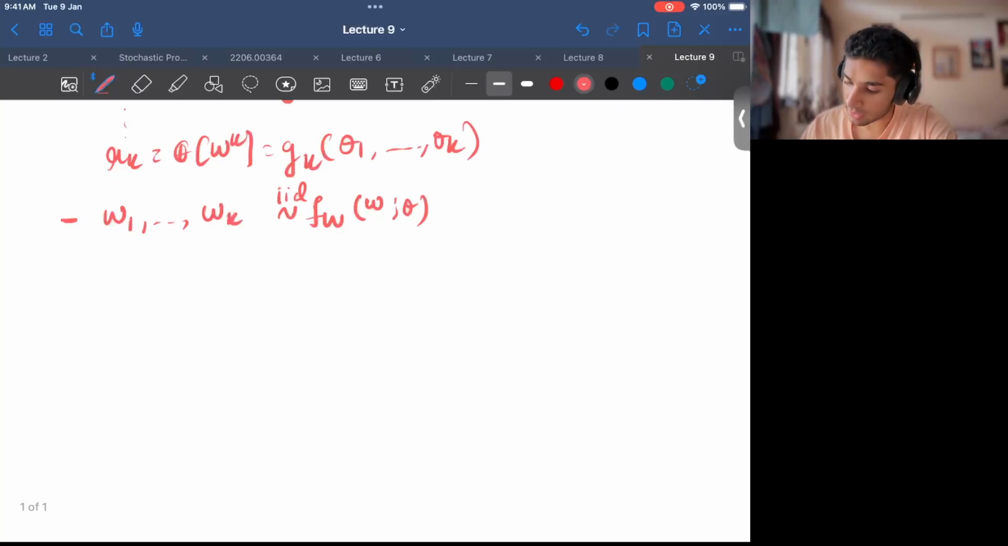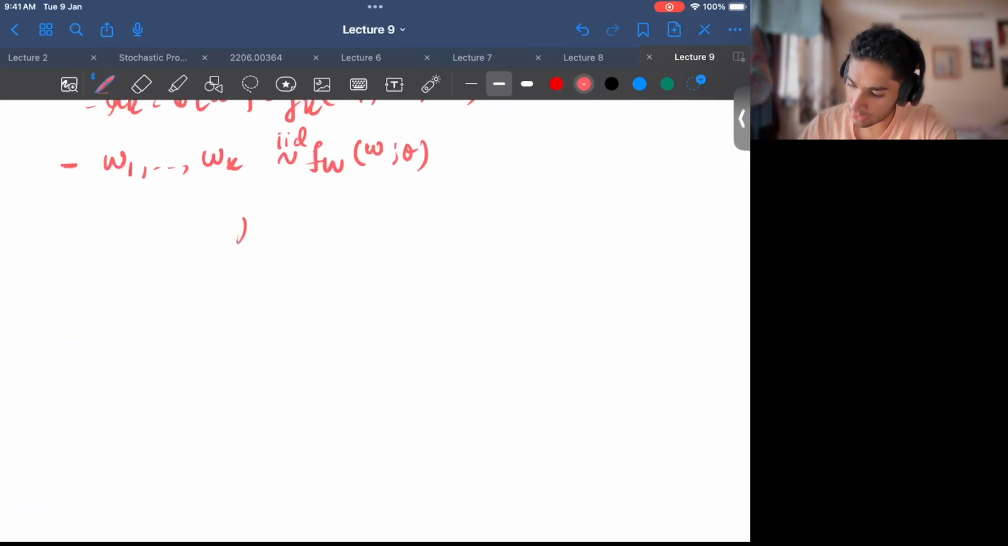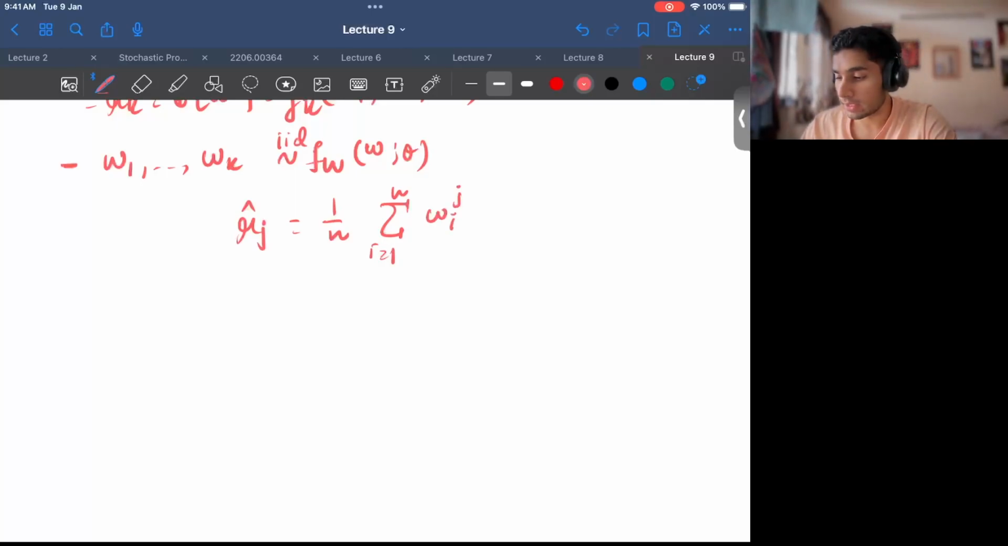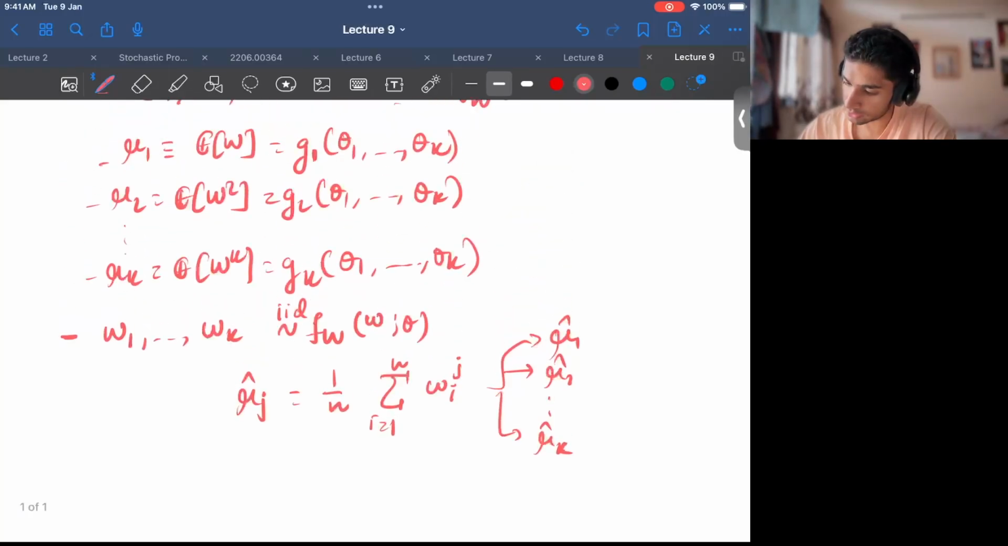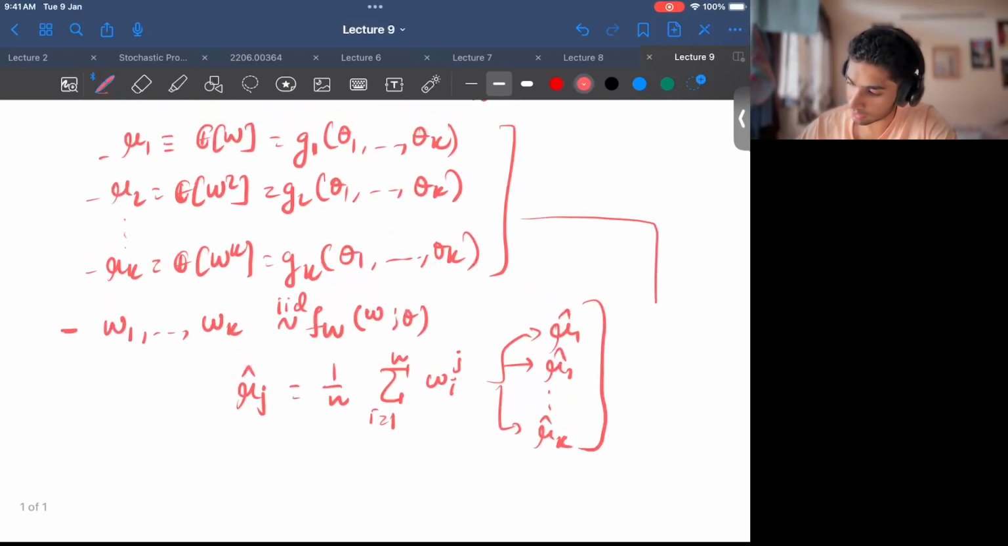So what you do is you find empirical estimates of mu1 till mu k. You first find mu j hat, which is equal to 1 by n summation i equal to 1 to n of w_i raised to j. So basically you will have a set of mu1 hat, mu2 hat, until mu k hat. Here you have the exact expressions, and here you have some empirical estimates of these things.